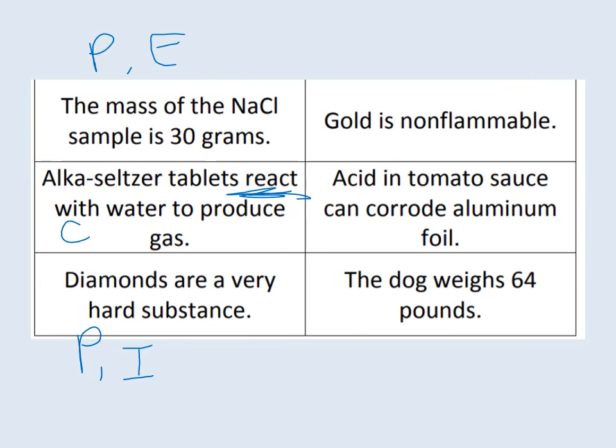Gold is non-flammable. Well, if I changed that and said gold is flammable, you should easily say chemical property. So non-flammable, it's still a chemical property. Acid in tomato sauce can corrode aluminum foil. Corrosion is a chemical change, so that's a chemical property. And then the dog weighs 64 pounds. Well, mass or weight is a physical property. Maybe your dog weighs 64 pounds, but my dog Skittles weighs 14 pounds. So that's not true for every dog. So that is an extensive property.